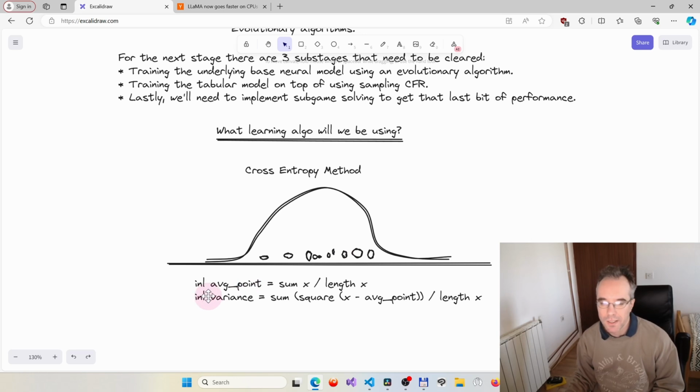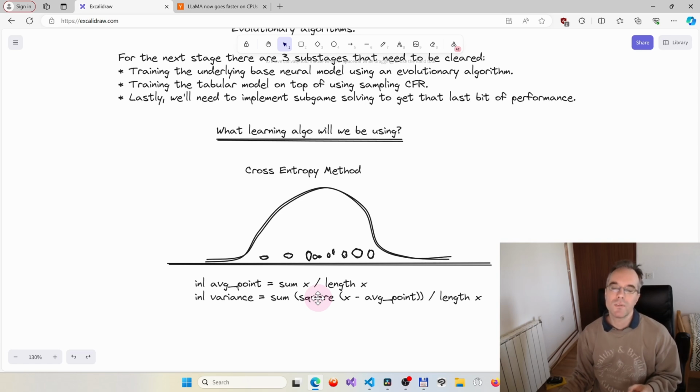You can see it here in pseudocode. Imagine this X is an array. To calculate the average point, we'd first take the sum of it and then divide it by its length. Then to calculate the variance, we'd first center the points based on the average point, and then we'd square all of that and then take the average of it. And that's the usual variance formula.